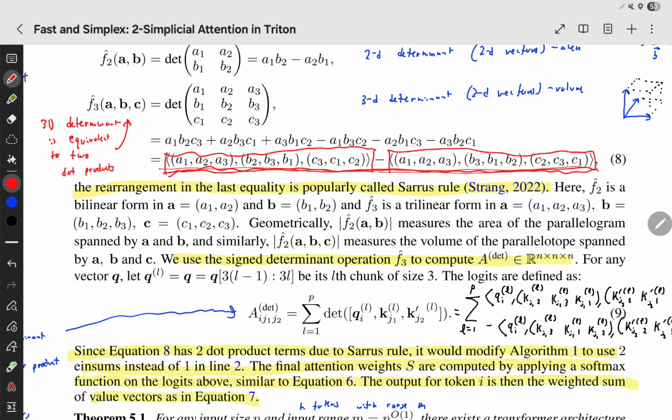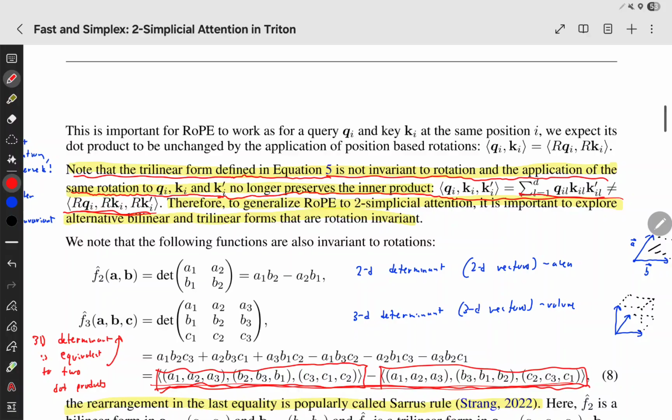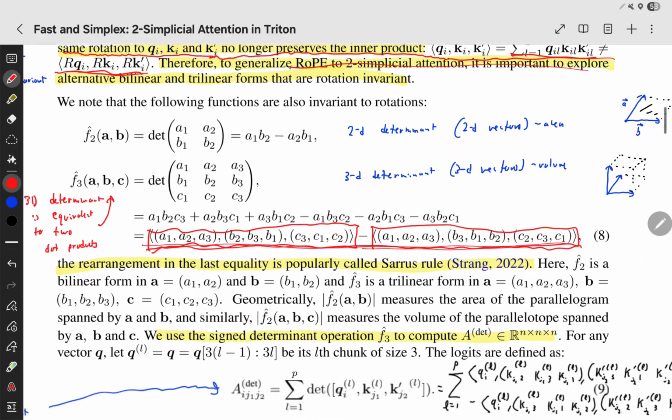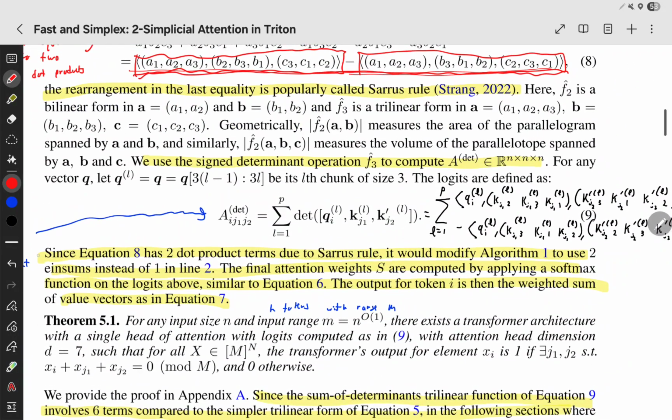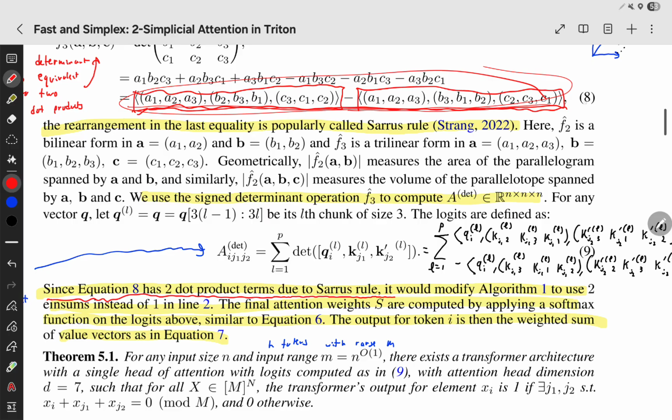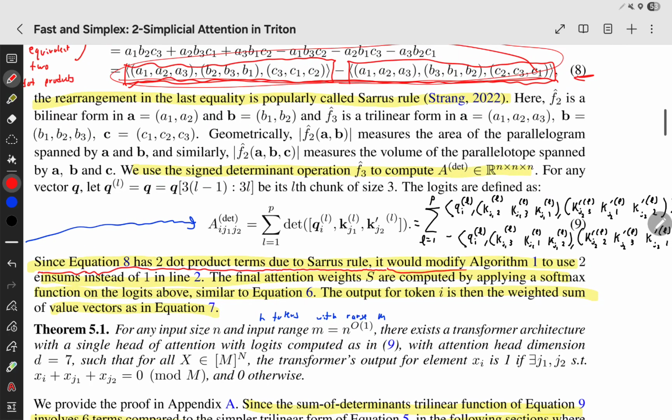So you just have to change this. It's not that much more computationally expensive, but now you have this rotational invariance, which is what you want so that you can apply rope. If you didn't have this rotational invariance, then you wouldn't be able to apply rope natively, or at least you would have to find another way to do it. They mention here, since equation 8 has two dot product terms due to this rule up here, it would modify algorithm 1 to use two einsums instead of one in line 2.